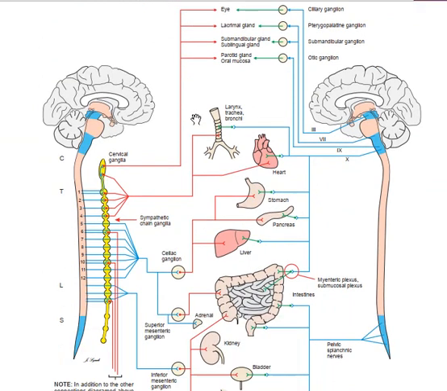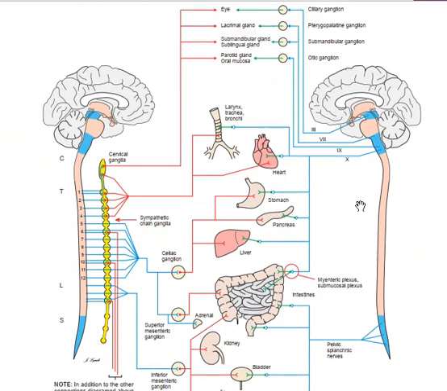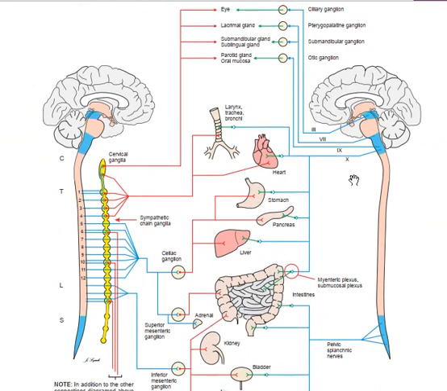Now, the autonomic nervous system. This is generally divided into the sympathetic and parasympathetic nervous system. The sympathetic nervous system is thoracolumbar, while the parasympathetic nervous system is craniosacral. So these are the cranial nerves. The major nerves involved in the parasympathetic nervous system are cranial nerve 3, cranial nerve 7, the glossopharyngeal nerve, and then the vagus nerve.